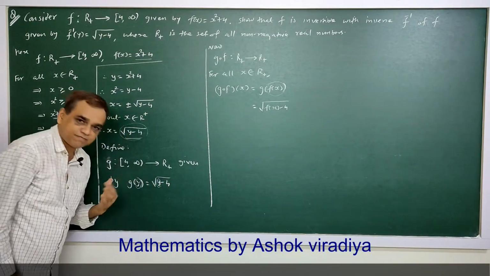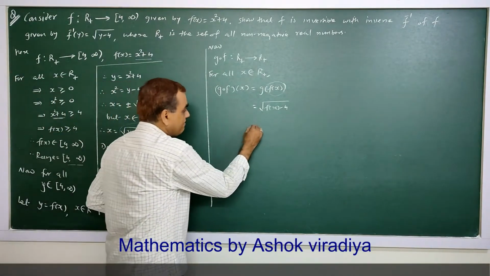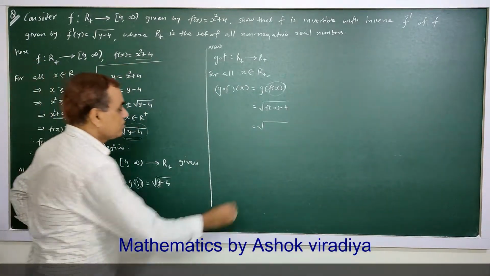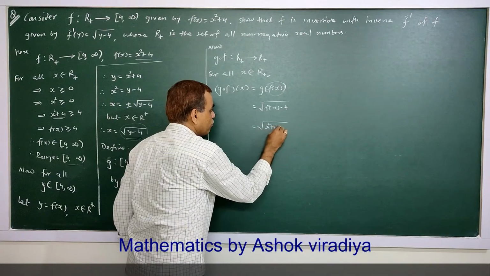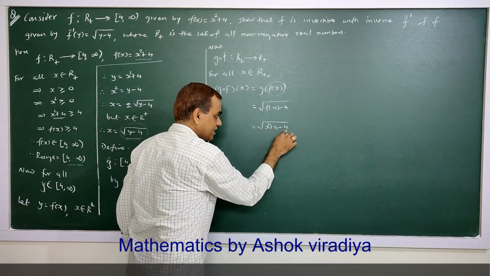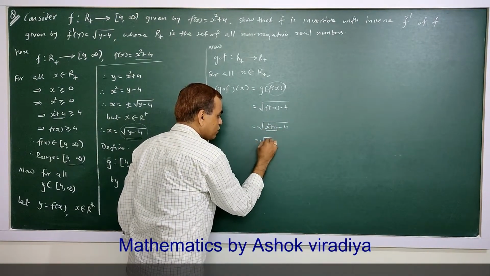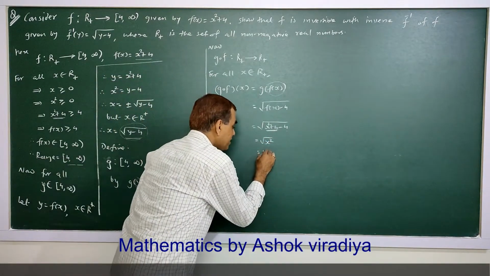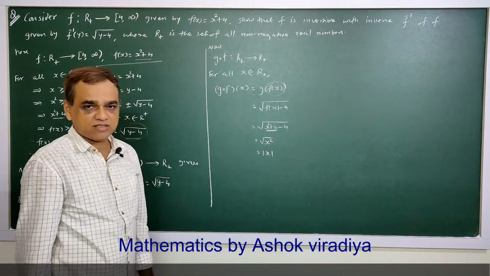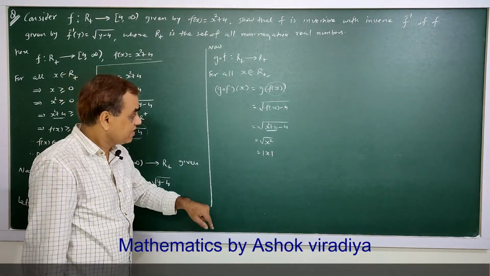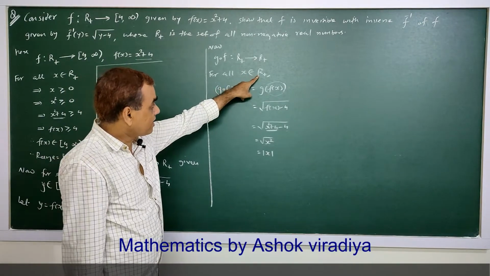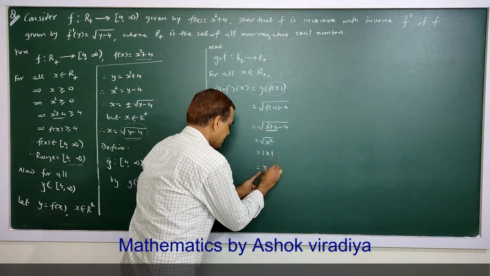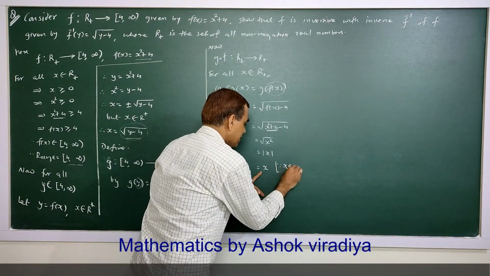g(f(x)) is root f(x) minus 4. Replace y by f(x). Now the value of f(x): f(x) is x square plus 4. So we put here x square plus 4 minus 4 as it is. This is f(x). So it is root x square. The square root of x square is modulus x. Now say x is non-negative. So modulus x is x, because x is non-negative.